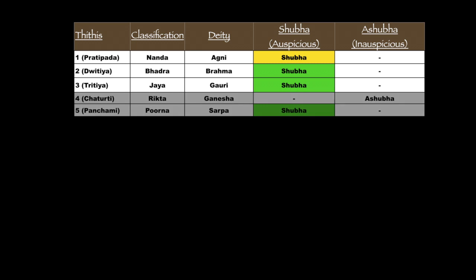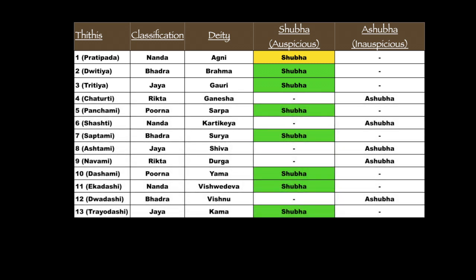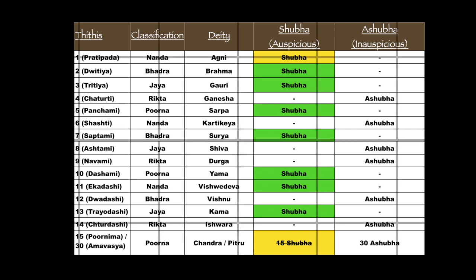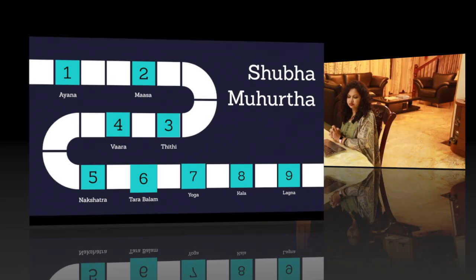Dvitiya, Tritiya, Panchami, Saptami, Dashami, Ekadashi, and Trayodashi are auspicious tithis for important events. Though Purnima is a Purna tithi, it is not advised for important events such as marriage. You could refer to this table to consider Shubha tithi and eliminate an Ashubha tithi. This completes step 3 in the Shubha Muhurta process. In the next few episodes, we will continue the Shubha Muhurta process.